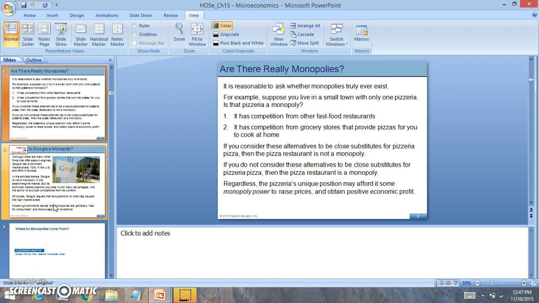Now, are there really monopolies? That's a very good question. Sometimes people get monopolies confused by a small area. For example, let's say you live in a small town with only one pizzeria. Is the pizzeria really a monopoly? Not really, because competition is allowed with other firms.